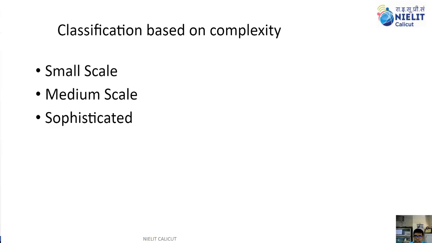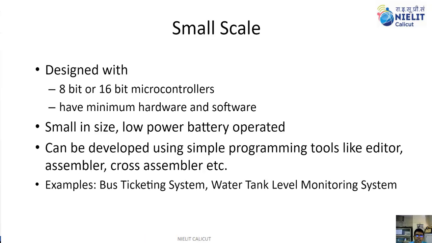And as I told, another way of classifying embedded systems is based on the controller complexity: small scale, medium scale, and sophisticated. In small scale, generally the devices will be battery operated, that is low power battery operated devices, and generally the size will also be minimal, so they will generally be designed with 16-bit, 8-bit, nowadays even 32-bit microcontrollers. ARM Cortex microcontrollers are used for designing these small scale embedded systems.